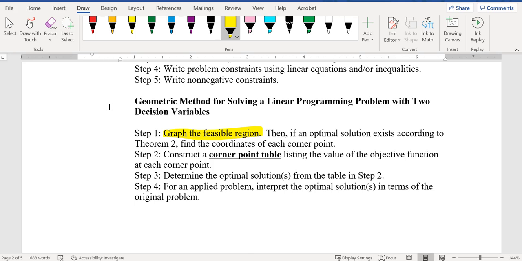If an optimal solution exists, according to that theorem 2, you need to go find the coordinates of each corner point. So you've got to locate the corner points. And I'm going to encourage you to construct what's called a corner point table that lists the value of the objective function at each corner point. Then determine the optimal solutions from that table. And for an applied problem, you need to interpret those optimal solutions in terms of the original problem.